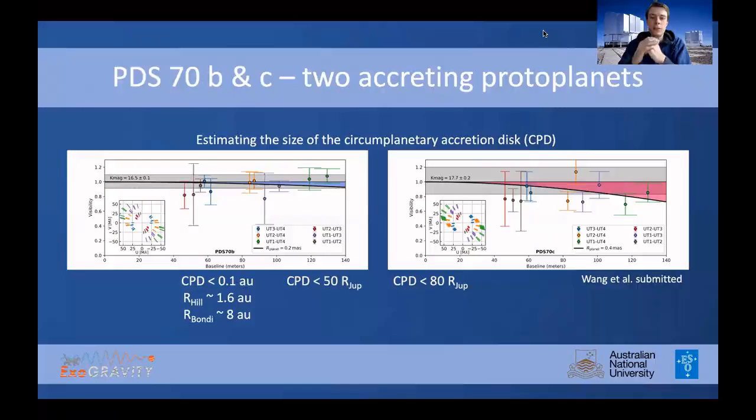Another fascinating thing that GRAVITY enables us to do is studying the apparent size of exoplanets, very similar to measuring stellar diameters in the early days of optical interferometry. While both PDS-70 b and c appear unresolved in our observations, we can put upper limits of 50 and 80 Jupiter radii on their size, constraining the size of a possible circumplanetary disk to below 1/10 of an AU, consistent with theoretical models of the circumplanetary disk around PDS-70b.